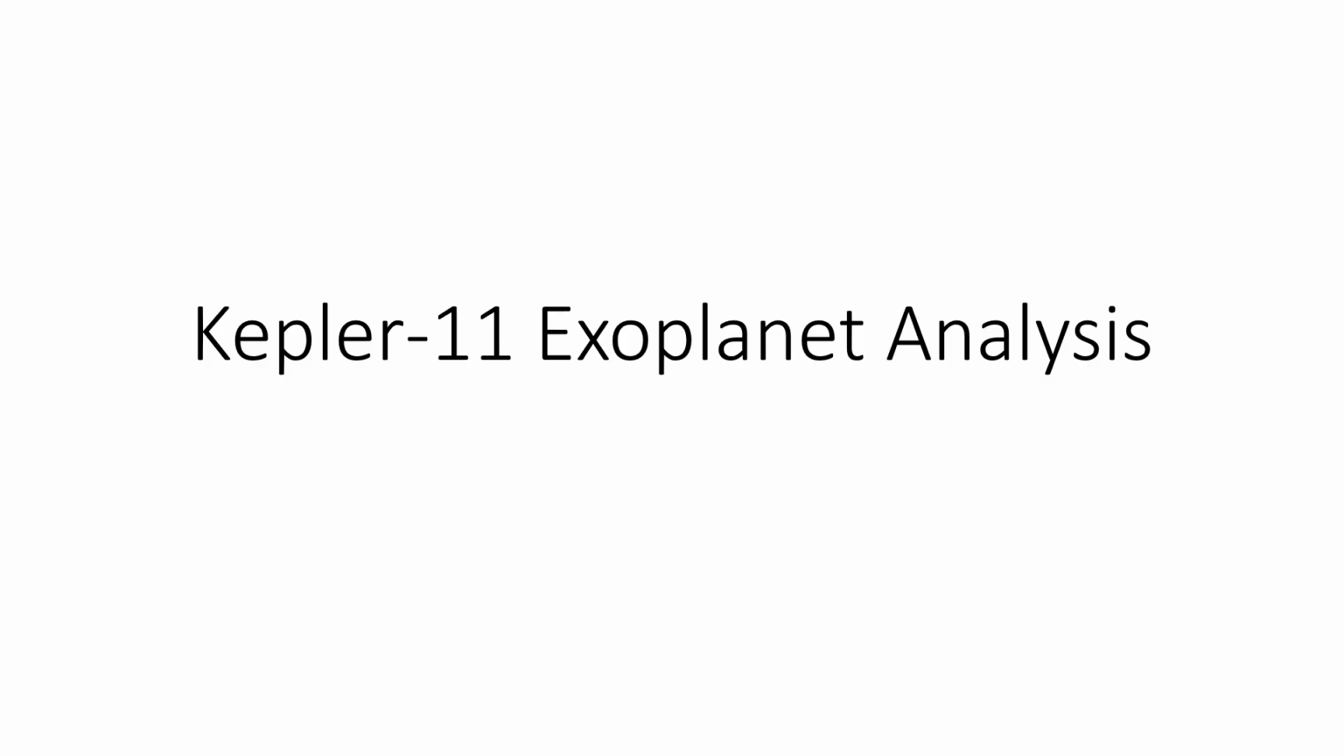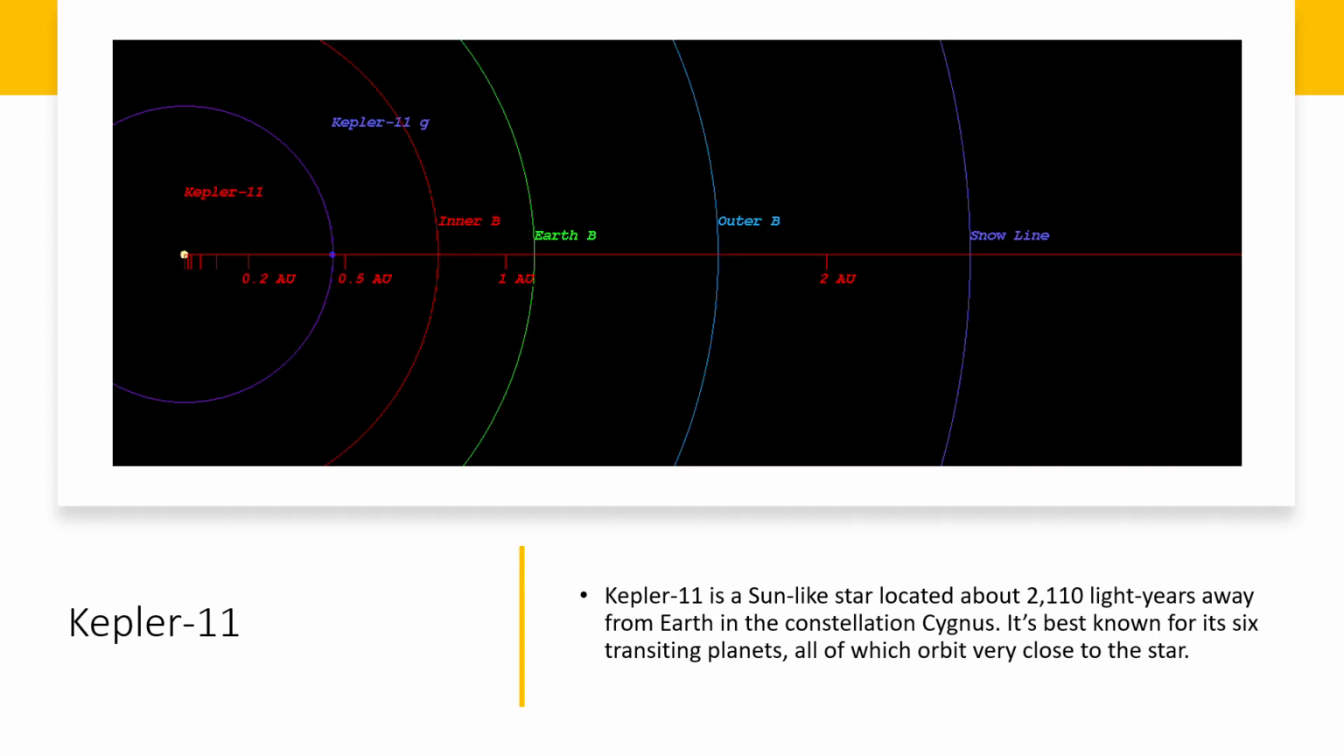So we got Kepler-11, and this presentation is about the analysis that we did on the exoplanet graph that you gave us. So let's dive in. And obviously, I'm just going to brief about Kepler-11. Kepler-11 is basically a system that has a star similar to the Sun, and it's about 2100 light years away from the Earth in the constellation Cygnus, and it has a bunch of planets that orbit its star really closely compared to the Earth, and it's best known for that.